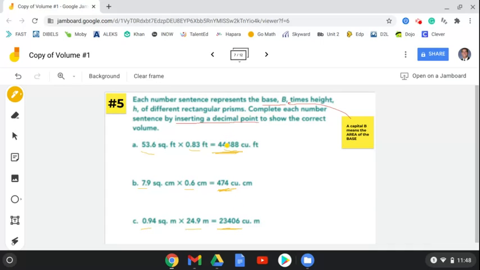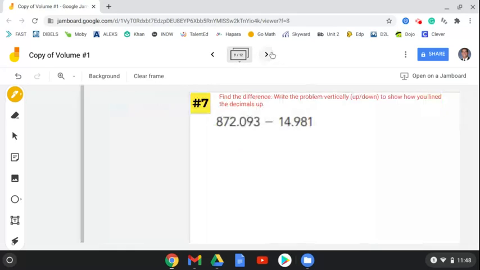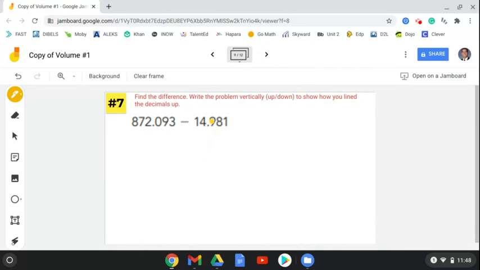Okay? You can either put the decimal there, or you can over here type in a text box where the decimal should go. I would actually prefer that. So over here, type in a text box where the decimal should go in this answer so that I can see where you put the decimal. Number 6, you're adding. So line the numbers up vertically and add them. I should be able to see if you carried numbers, how you carried them. Here you're subtracting. Line the numbers up vertically. If you borrowed, I should be able to see how you borrowed.